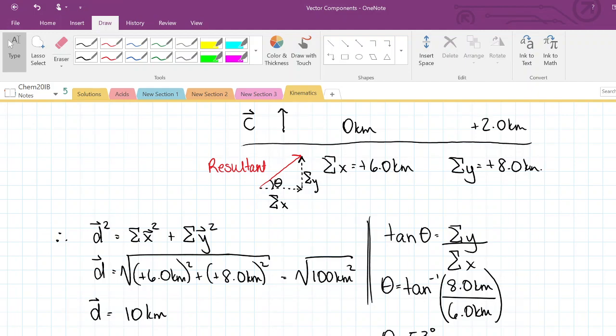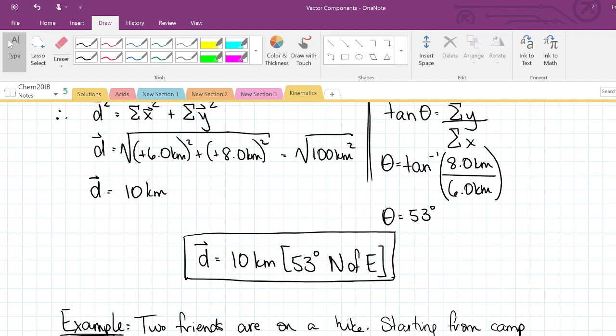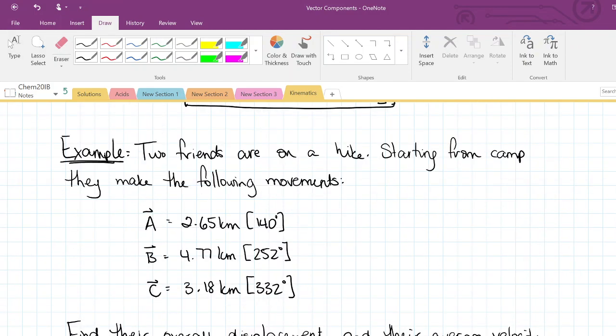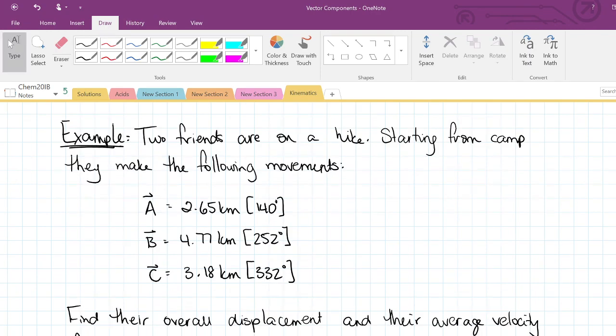So that tells me that my displacement for the particular car is 10 kilometers at 53 degrees north of east. Okay, so that's a very basic component problem. I've got one that's just slightly more complex in that there's more stuff to take into account with this one.